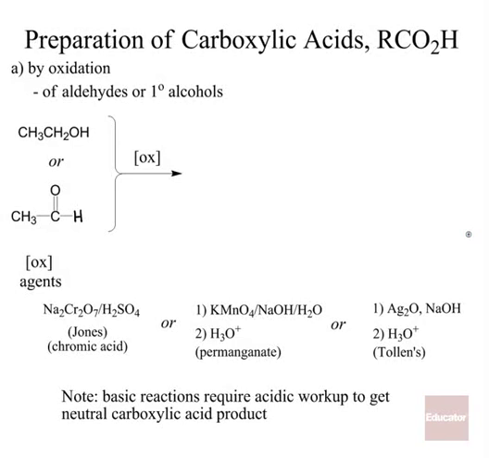So let's talk about the preparation of carboxylic acids. Where do they come from? How can we get a carboxylic acid product? Well, because the carboxylic acid carbon is highly oxidized, it's got 3 carbon-oxygen bonds, one way we can get there is by doing an oxidation reaction. We could start either with a primary alcohol or an aldehyde.